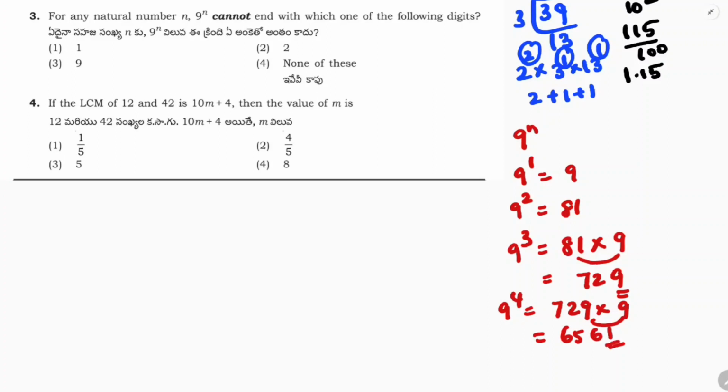You will get 6561. So 9 power any natural number n will end with either 1 or 9. It will not end with the digit 2. So the correct option is 2.